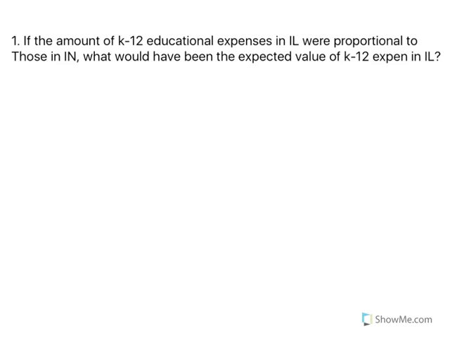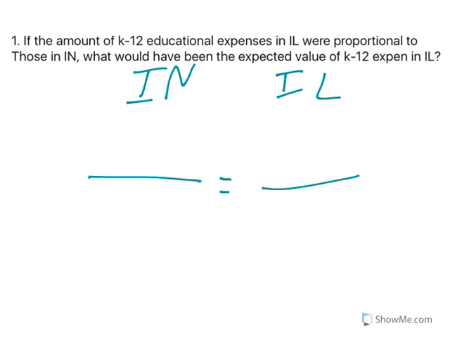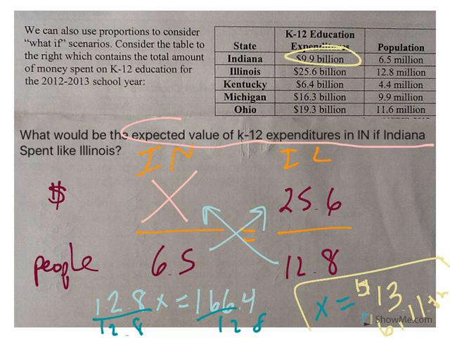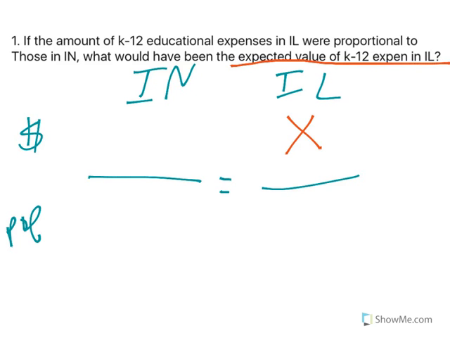All right, so using that same table, if the amount of K through 12 educational expenses in Illinois were proportional to those in Indiana, what would have been the expected value of K through 12 expenditures in Illinois? So now we're using the same 2 states, Indiana and Illinois, but the difference is, we're still going to use money and population. Now we're looking at expected value of expenditures in Illinois. Now we're finding X here. So the last problem, we said, what if Indiana was like Illinois? This problem is, what if Illinois was like Indiana?